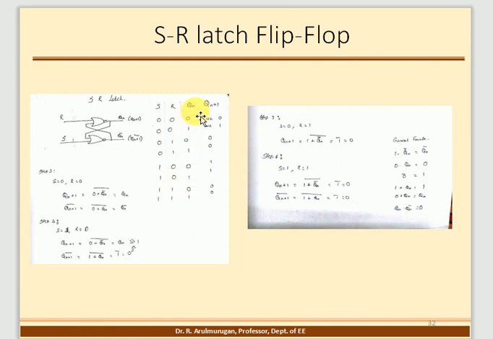So what about that one? There are two possibilities, either you can give 0 or 1, 0 or 1, 0 or 1. What about Qn plus 1? That is the same, no change. Then 0, 1, and the last one is invalid. This is called the SR latch. Okay.